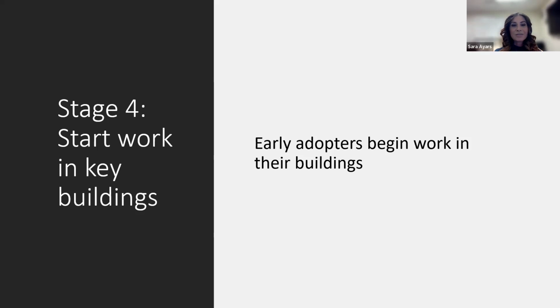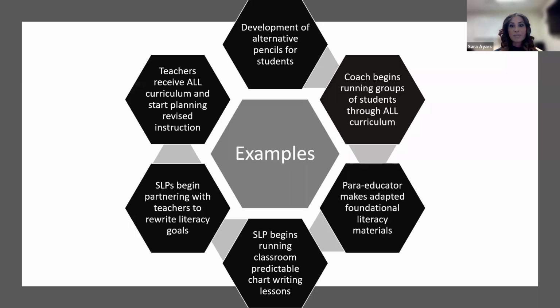Now, stage 4 is when it started to get fun for us. This is when more early adopters, beyond just the SLP group or in partnership with the SLPs in their buildings, began to work on comprehensive literacy instruction in buildings sprinkled across the whole district. So on the next slide, we're going to show some examples of what this looked like at this stage. So here are the examples. And again, this was happening in different buildings across the district.